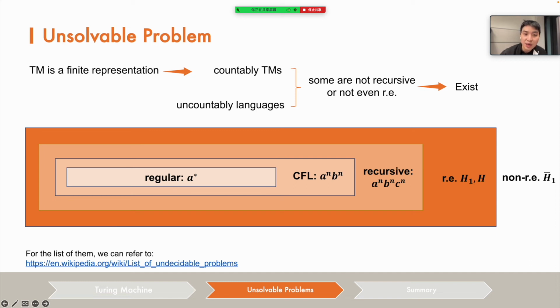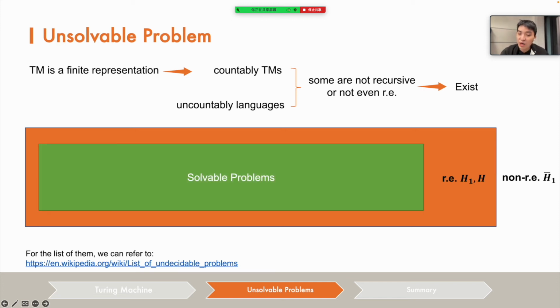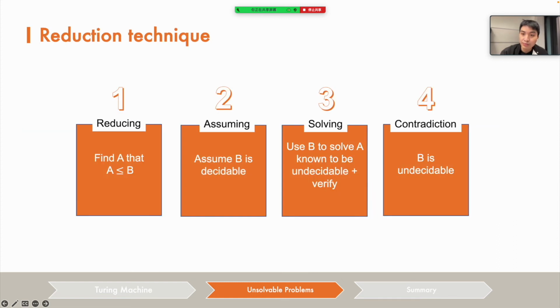Recall the hierarchy of language. We can also know the border between solvable problems and unsolvable problems. If you are interested, you can also refer to the link for the list of the unsolvable problems. Then we will learn about some unsolvable problems and learn how to prove them.